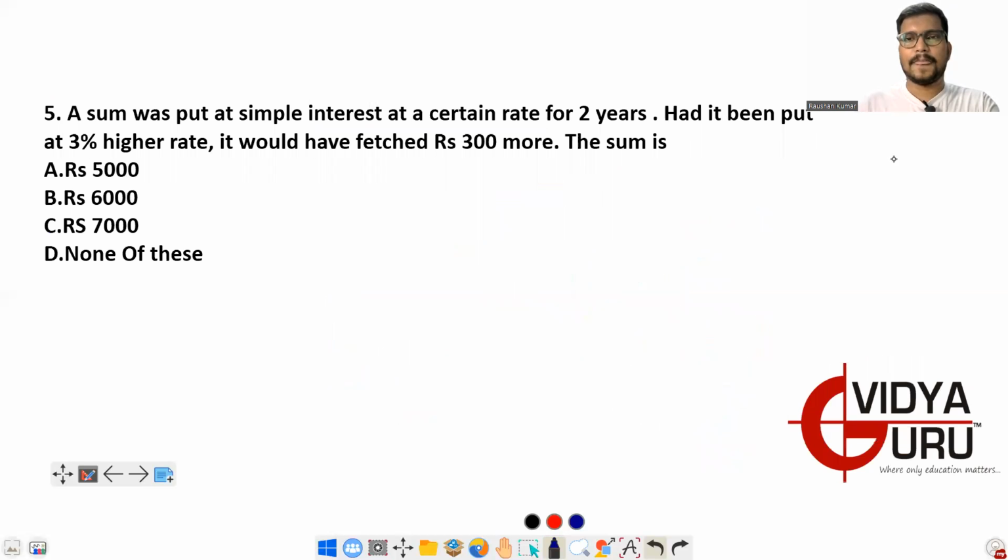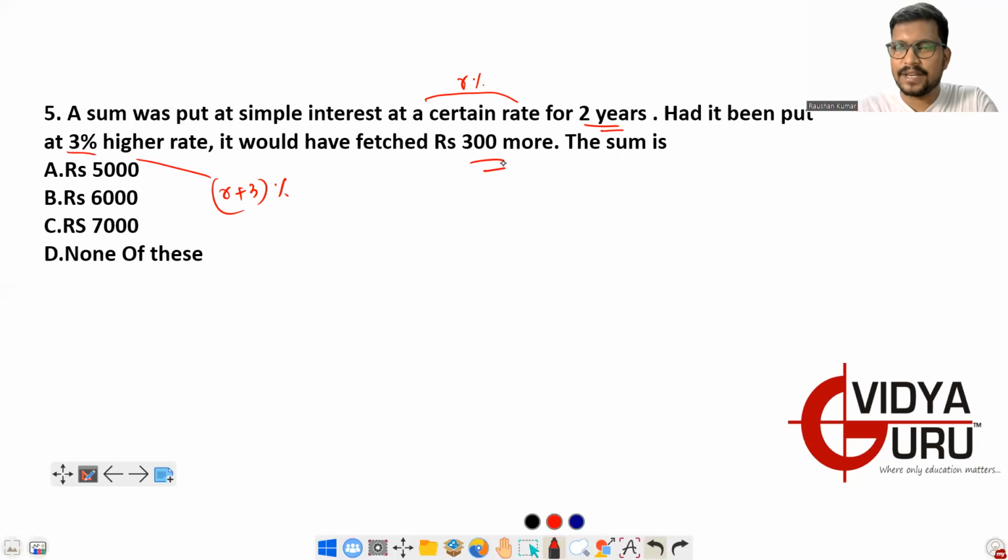So the question is saying a sum was put at simple interest at a certain rate for 2 years. Had it been put at 3% higher rate... See, the rate is not given. Let it be initially R%. Now from here you can say this part becomes R plus 3%. I'm just writing it. We won't use this part, but simply it would have fetched rupees 300 more.